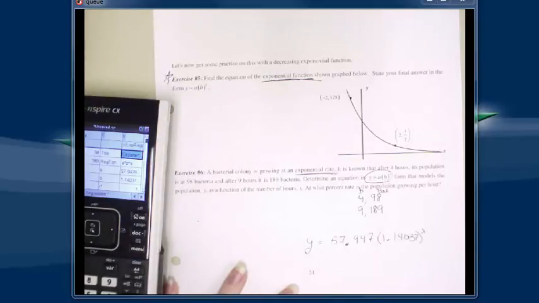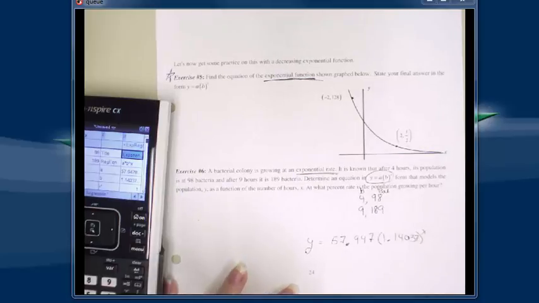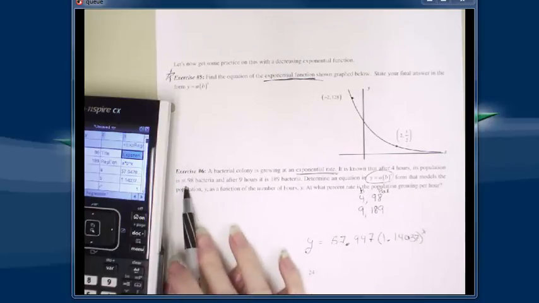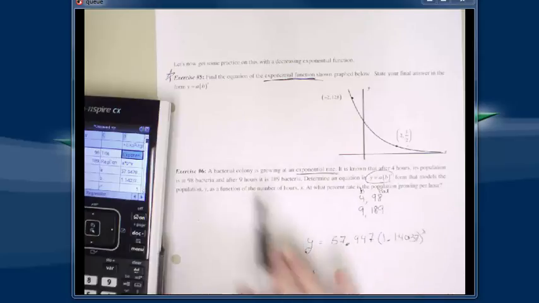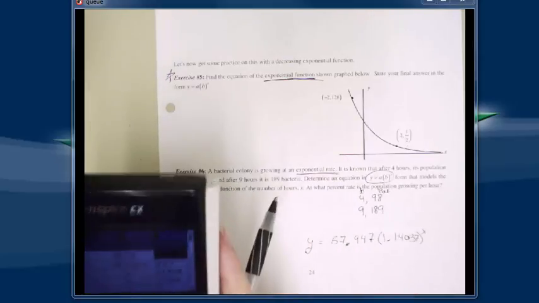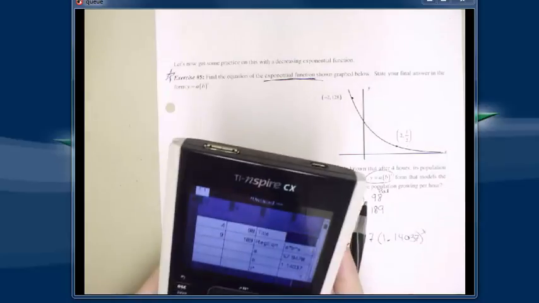All right, so there is our function, and then it says the percent that the rate of population is growing per hour. So we have each hour here that we are going to look at. I have the hour 4 and I have hour 9. I can now go look at a table. So we're going to go to a graph.